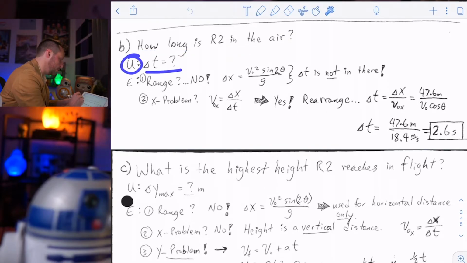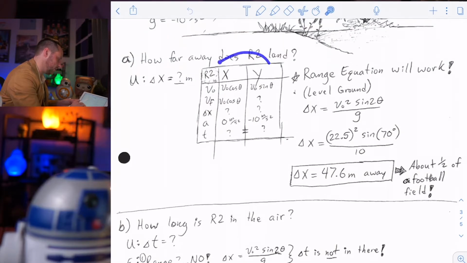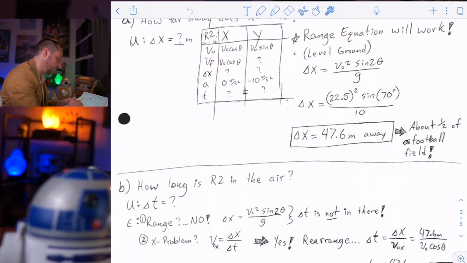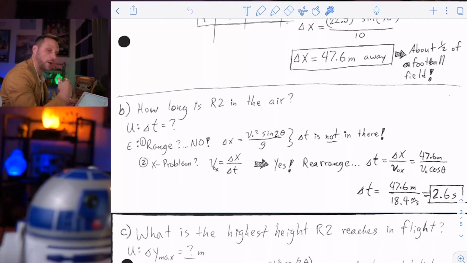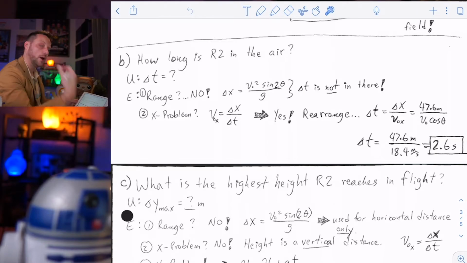My unknown was delta T. And I've already got my givens. I made my givens table here in the previous part. So I'm walking through the GUESS method. I have my givens written out already. My unknown is delta T.